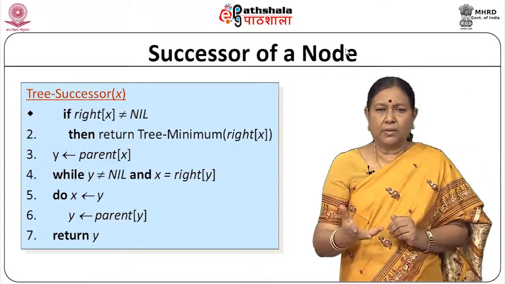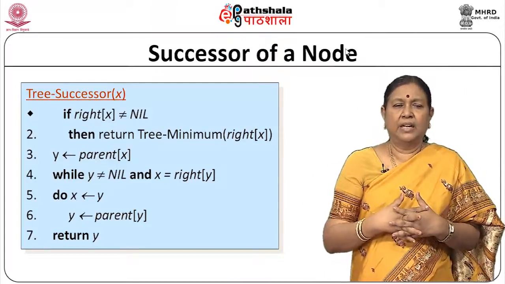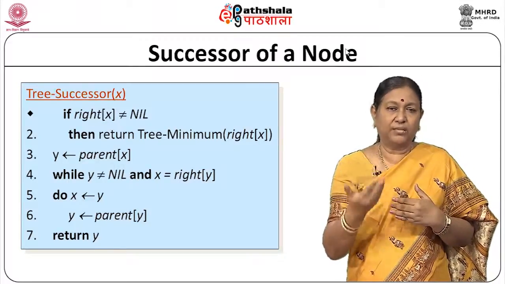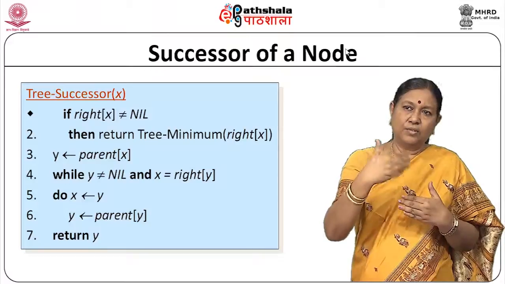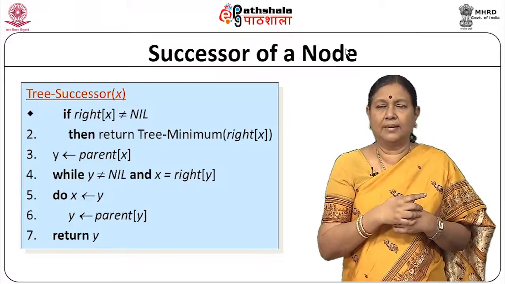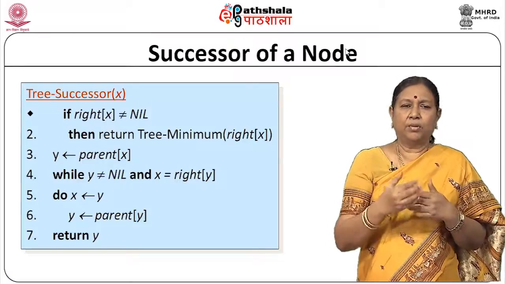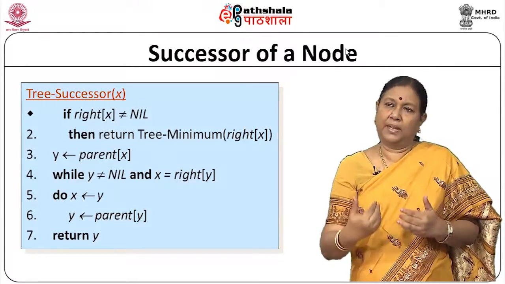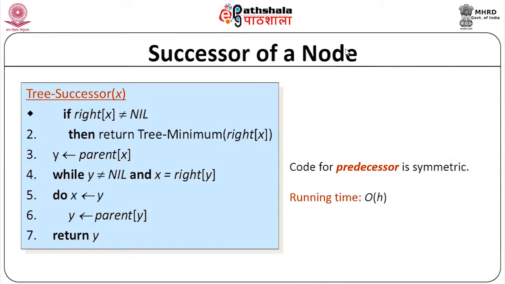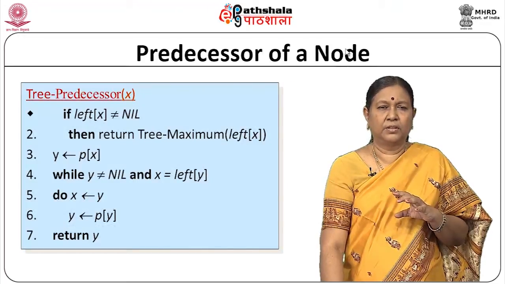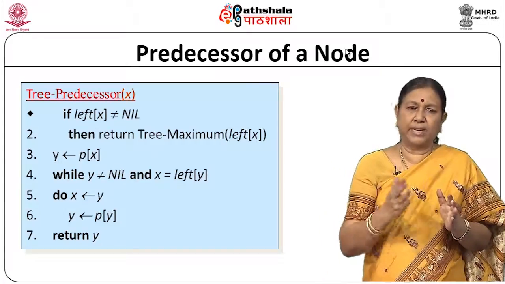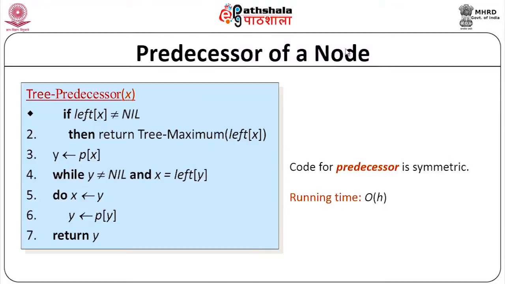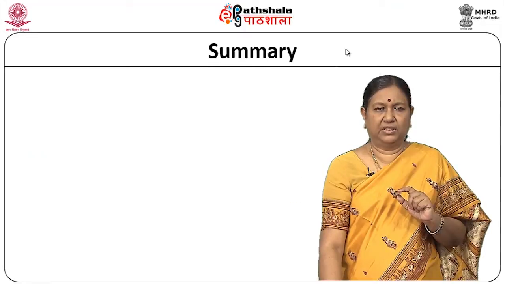If right of x is not equal to null, then you return the tree minimum of right of x. If it is null, then you go to the parent of x, and continue while y is not null and x is equal to right of y. Then x is equal to y, y is equal to parent of y, and you return that value of y. That is how we do the tree successor. The predecessor is symmetric, and the running time is again of the order of h. It is done in a similar way, except that we go for tree maximum and we go for the left instead of the right. We are not going to discuss that. Again the running time is of the order of h.